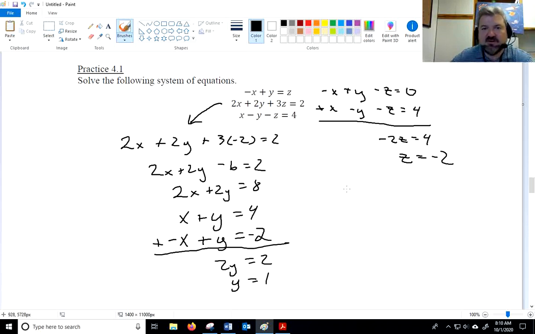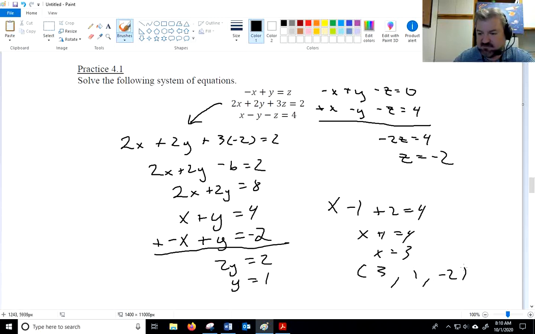So just be aware that if you get infinitely many solutions when you had both variables cancel out, and if you got one number here, then you shouldn't get infinitely many solutions. If you do, you have to use a different equation. So I have x minus 1 minus z. So that'd be plus 2 equals 4. So x plus 1 equals 4, so x is equal to 3. So our solution is 3, 1, negative 2.